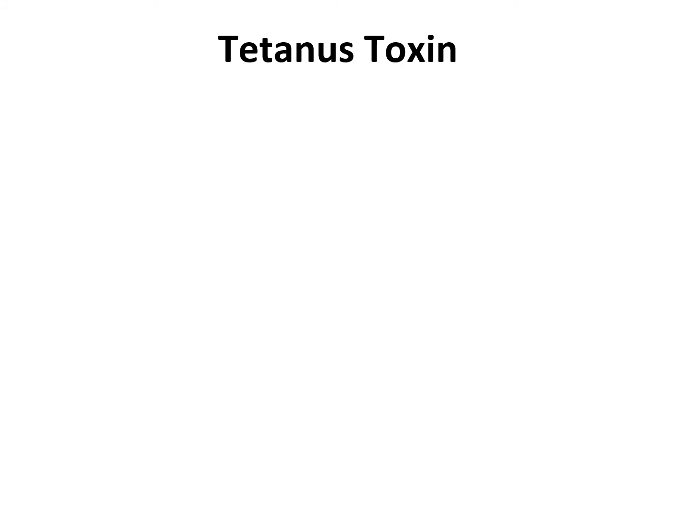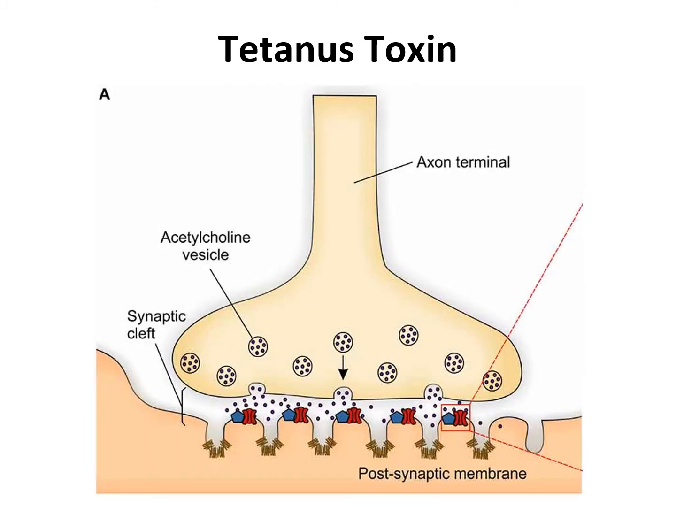The other toxin is tetanus toxin. Tetanus toxin is produced by Clostridium tetani, and tetanus toxin also has an effect on the neuromuscular junction, but instead of preventing contraction, what the tetanus toxin does is binds to the receptors on the muscle cell, stimulates them to contract, and then prevents relaxation. So the tetanus toxin causes the muscles to contract, and then they cannot relax.